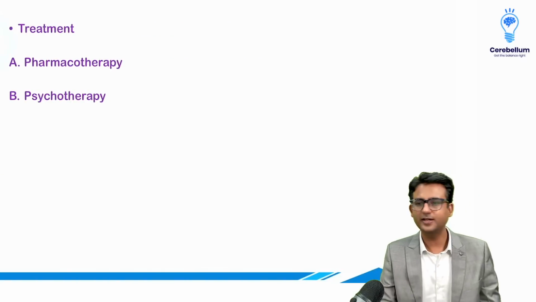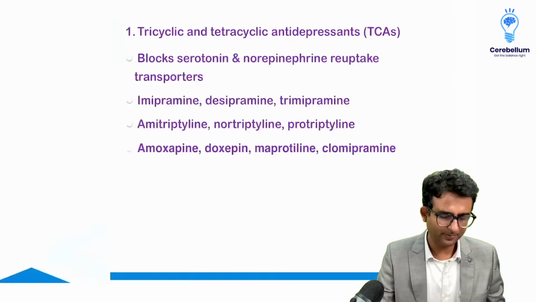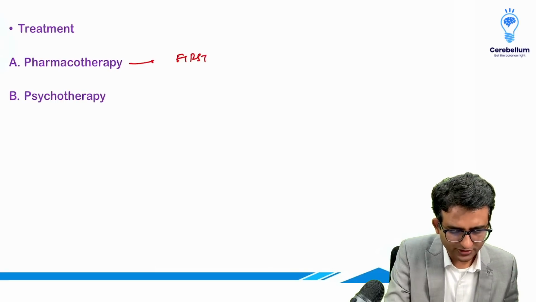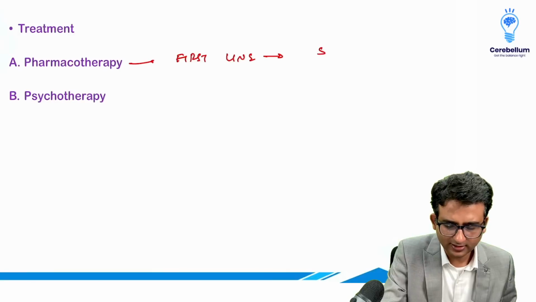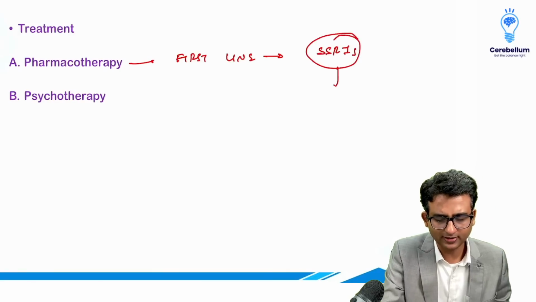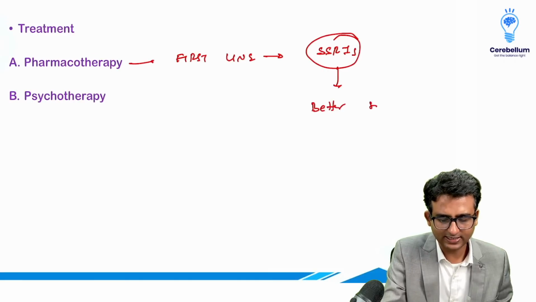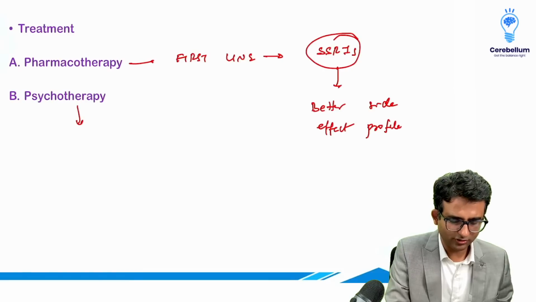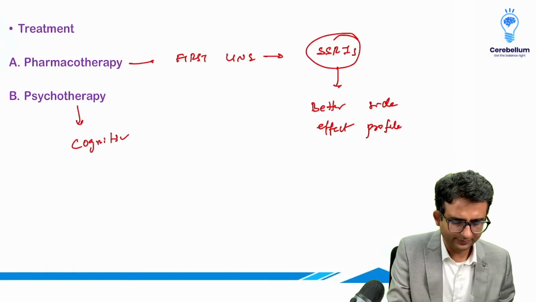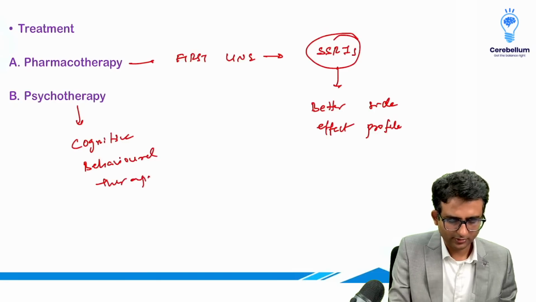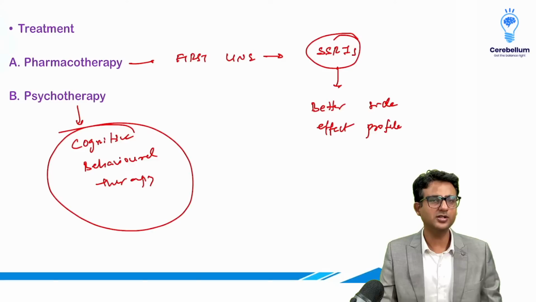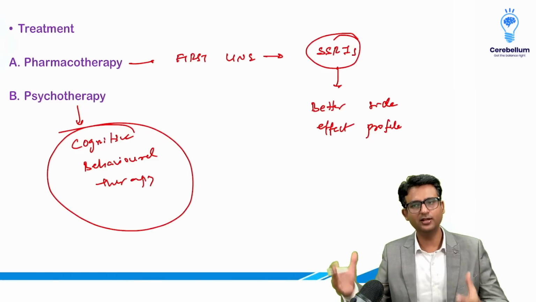Treatment. In treatment we use pharmacotherapy and we use psychotherapy, right? Usually the first line treatment for depression as far as medications are concerned is SSRIs. Why? Because of their better side effect profile. And what is the psychotherapy of choice? Cognitive behavioral therapy. We said in depression people get negative thoughts. Managing those negative thoughts is what you do in cognitive behavioral therapy, right?